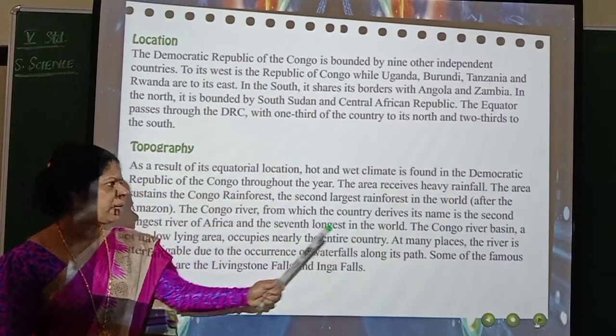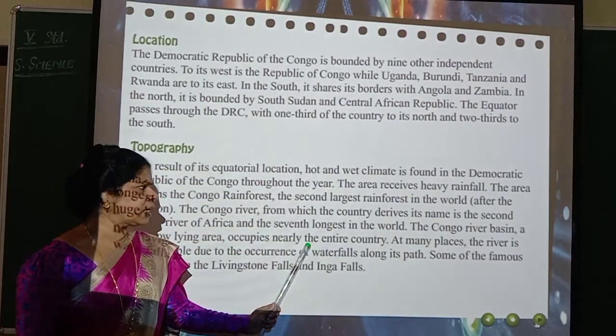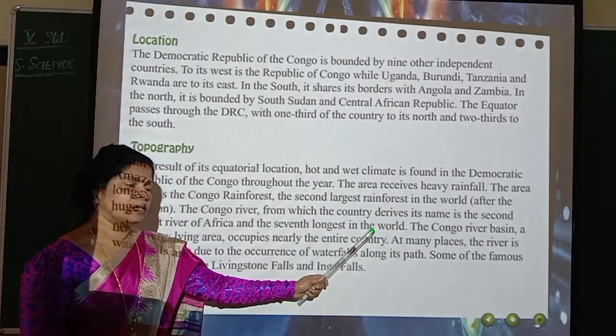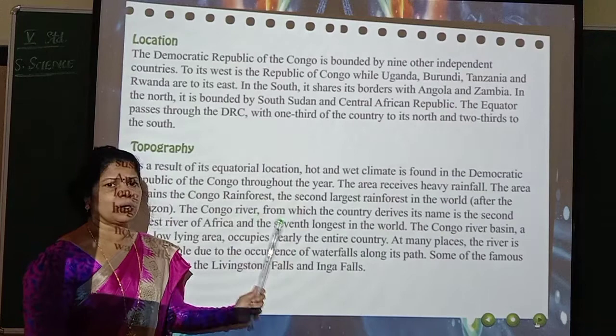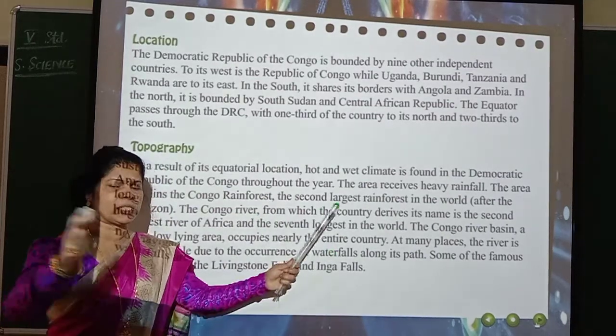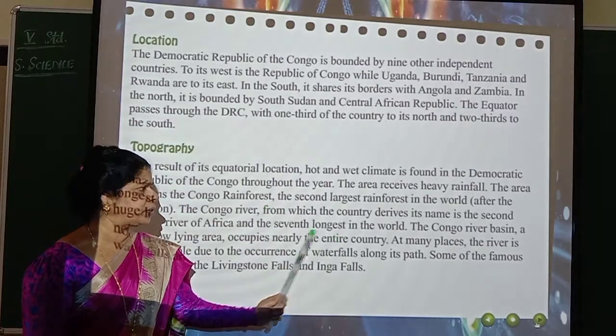The Congo River Basin, a huge low-lying area, occupies nearly the entire country. So this river is so big because it occupies almost the whole country. It will branch and flow, isn't it? So it is reaching almost the entire country.